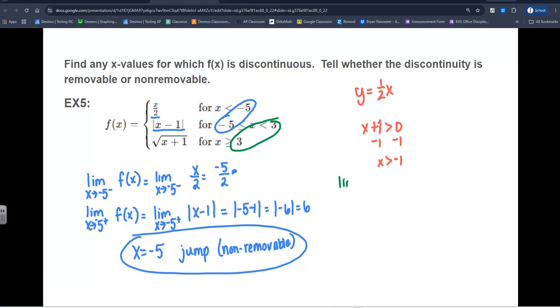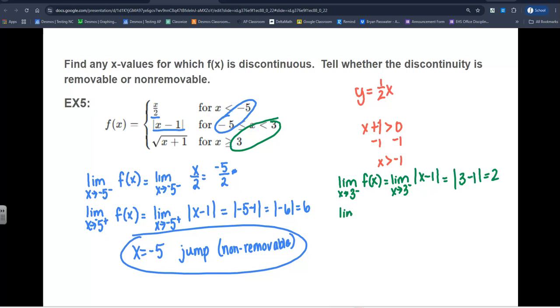I would say the limit as x approaches 3 from the left of f of x. It's going to be the limit as x approaches 3 from the left of the absolute value of x minus 1. The left one will be the middle one here. And that is going to be the absolute value of 3 minus 1, which is going to be 2. I know you could just plug this in your head without writing that limit notation, but it's really going to help us with what we have to do tomorrow.